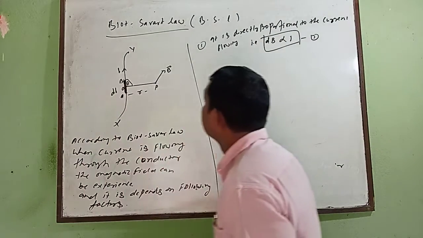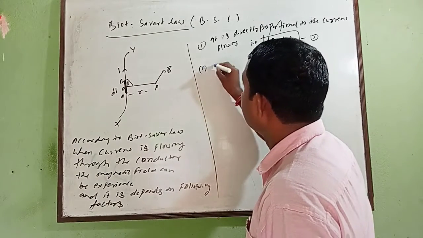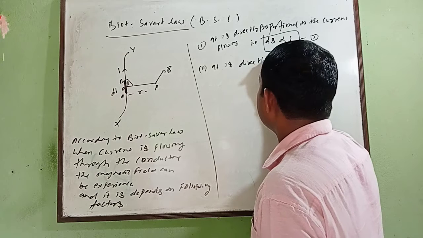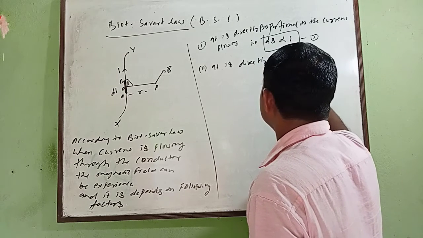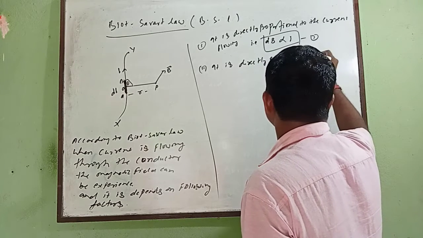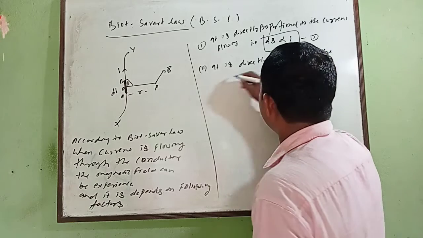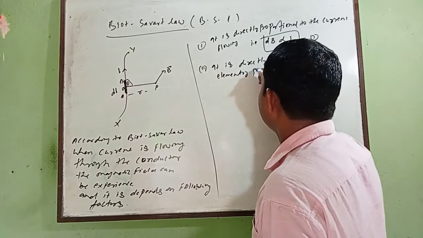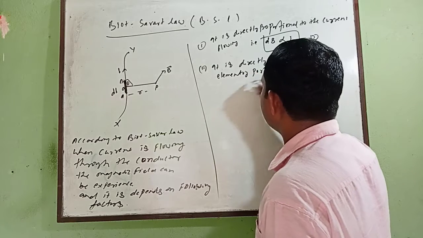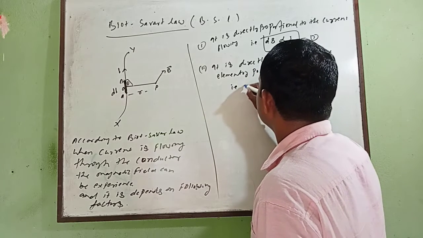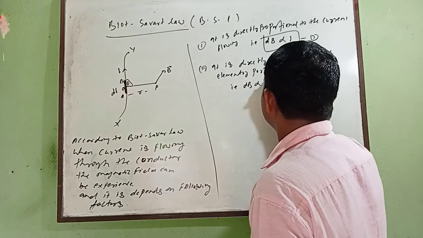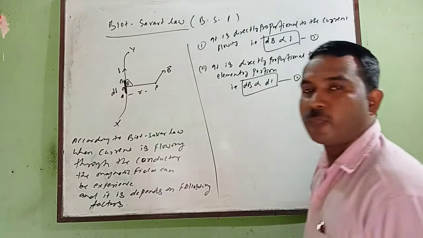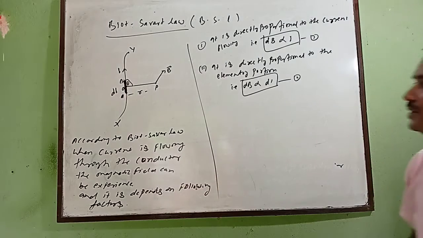Also we know that it is directly proportional to the elementary portion. That means you can write here dB is directly proportional to dl. This will be equation second. Can we write here? Okay, very good.